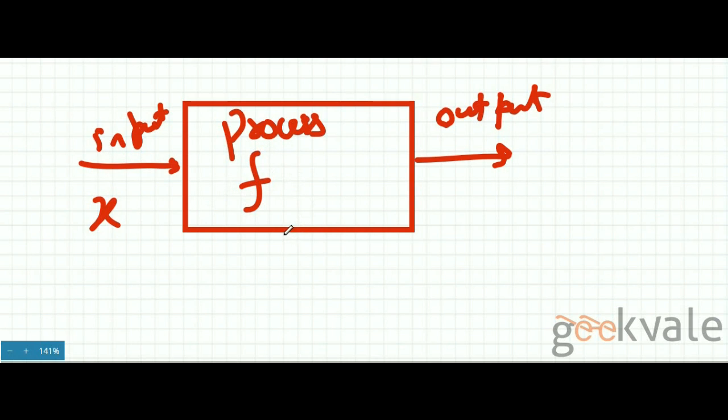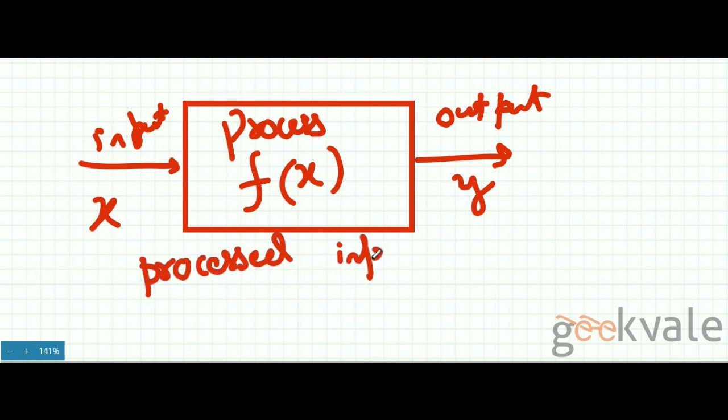It could be adding 1 to x, multiplying x with 2, or subtracting a number from x. I just say this is a process that applies on x and as a result I get the output y. If the process f is applied on x and I get an output, can I say that the processed input will be equal to the output? So my question, again: can I say that the processed input is equal to output?